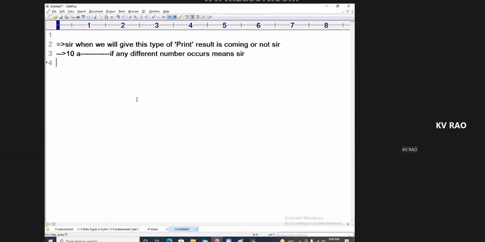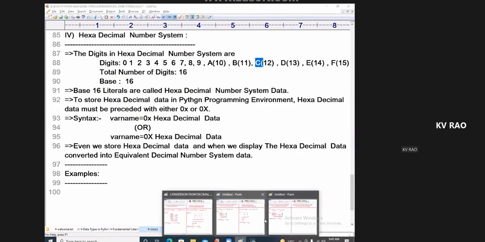If the remainder is less than 16 and up to 9, you take the decimal digit. If more than 9 is coming, you take alphabets. Very simple. Okay, please take care. Right, come on to the point.